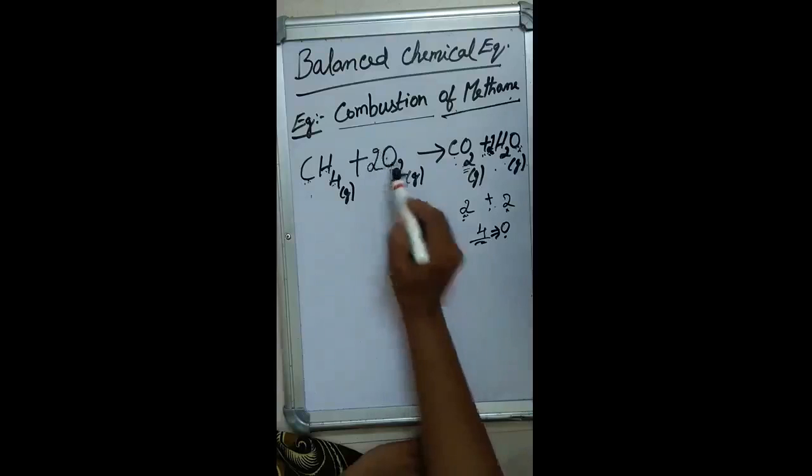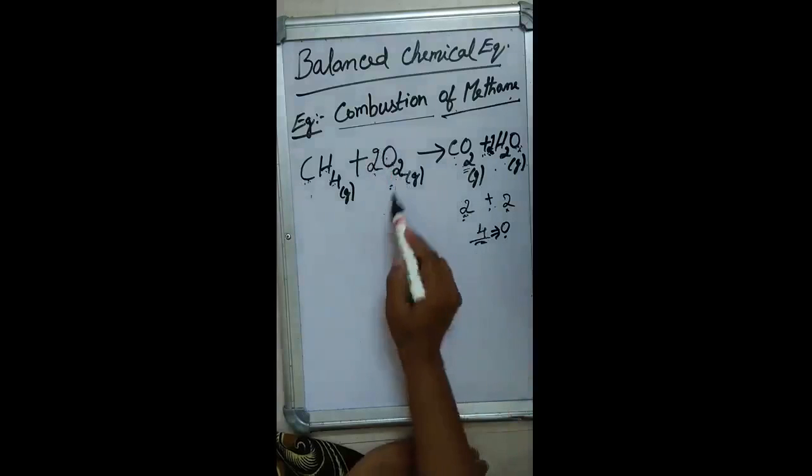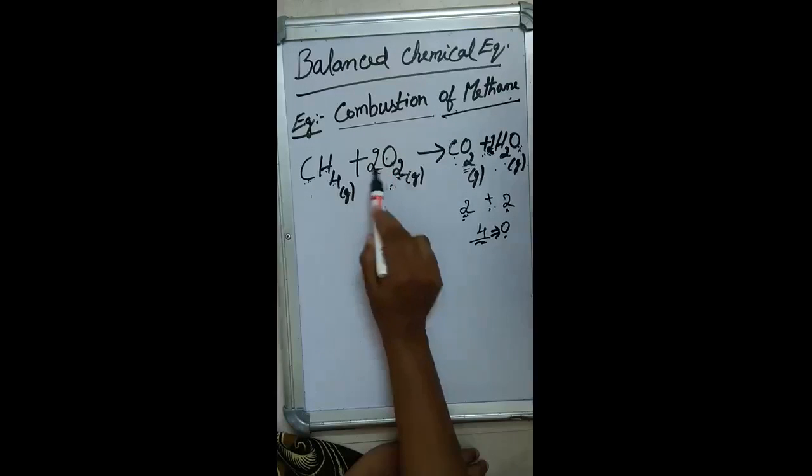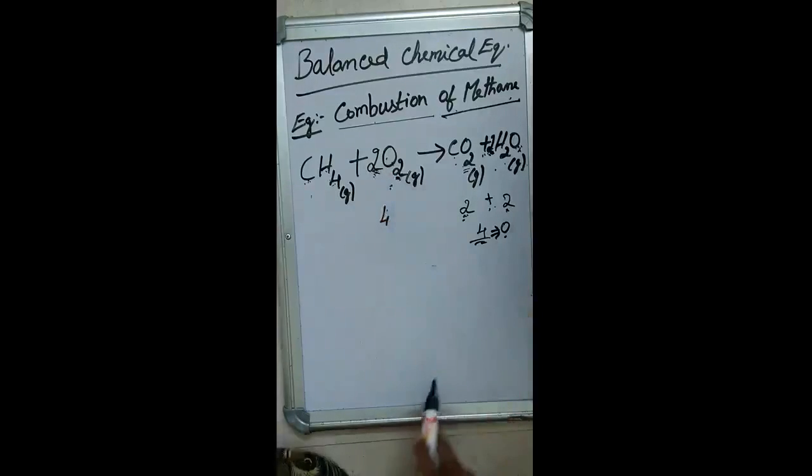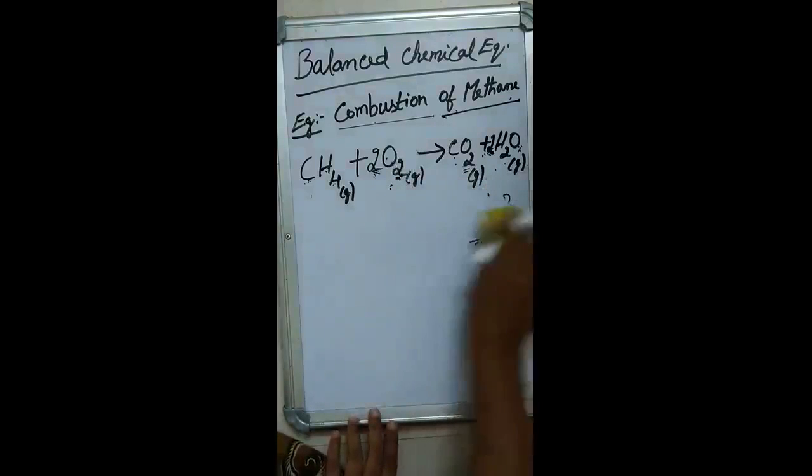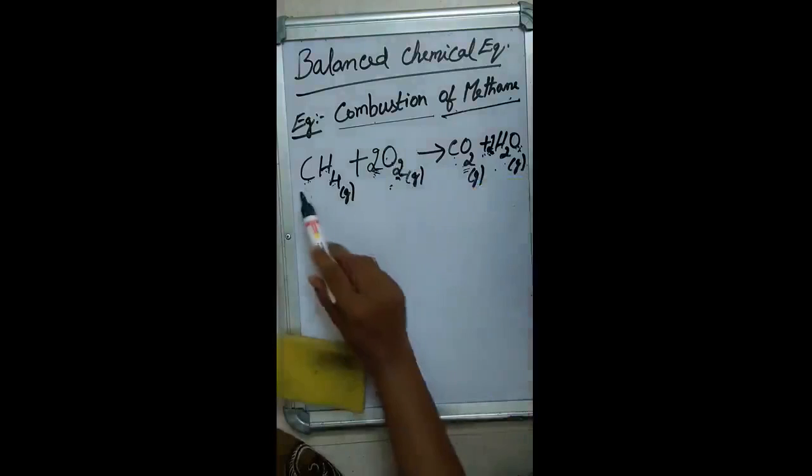That is 2 more I should add. So it becomes 2 2s are 4. Like this you have to multiply. 2 2s are 4. Okay. Now it is balanced, but cross check again whether it is balanced or not.